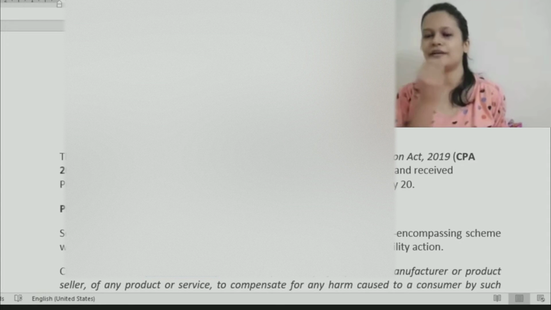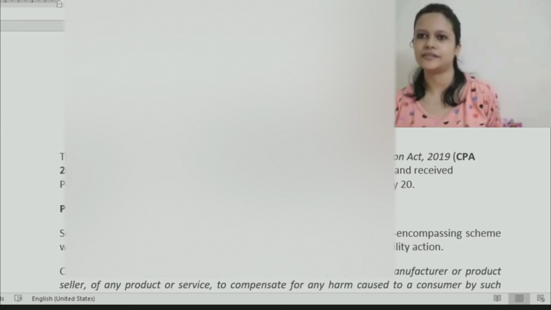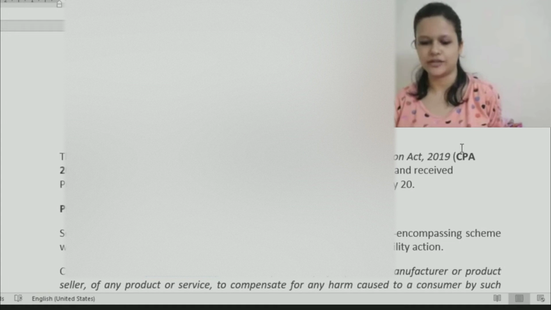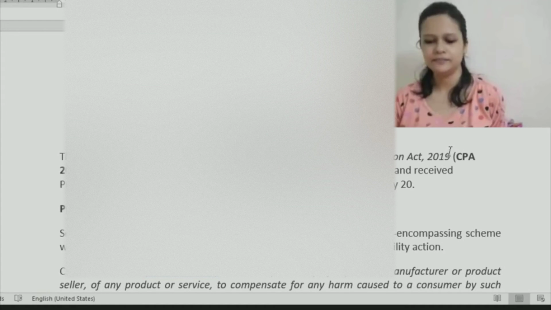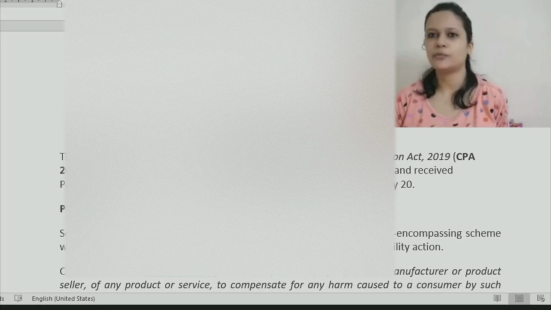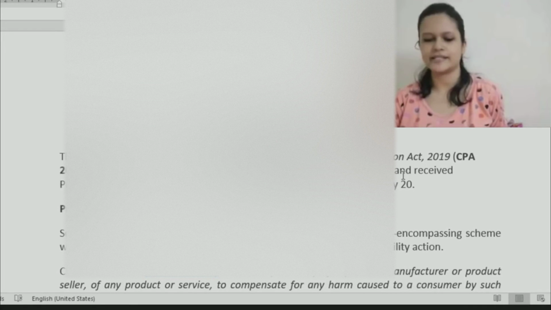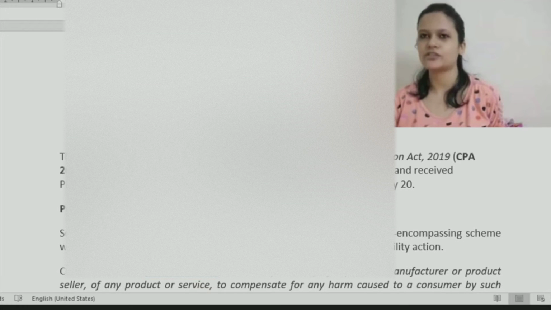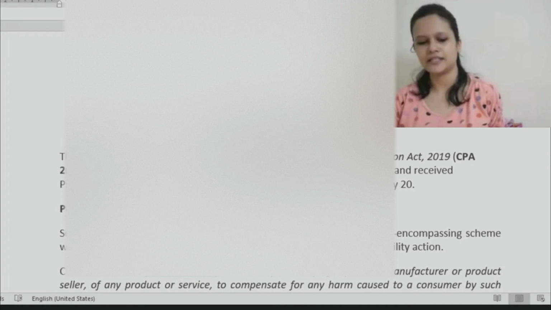These provisions were initially not specifically mentioned under the earlier legislation, but in 2019 there was a major change. We had the Consumer Protection Act 2019. So this 2019 Act makes this chapter. Detailed provisions are given talking about product liability. Under this new legislation, CPA 2019, we have this specifically dedicated chapter, chapter 6, talking about product liability, where we get a few sections, that is sections 82 to 87.